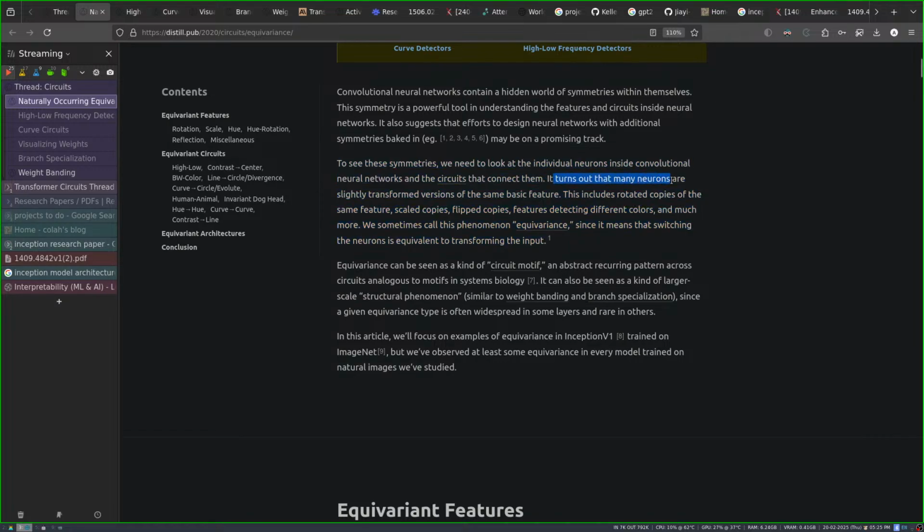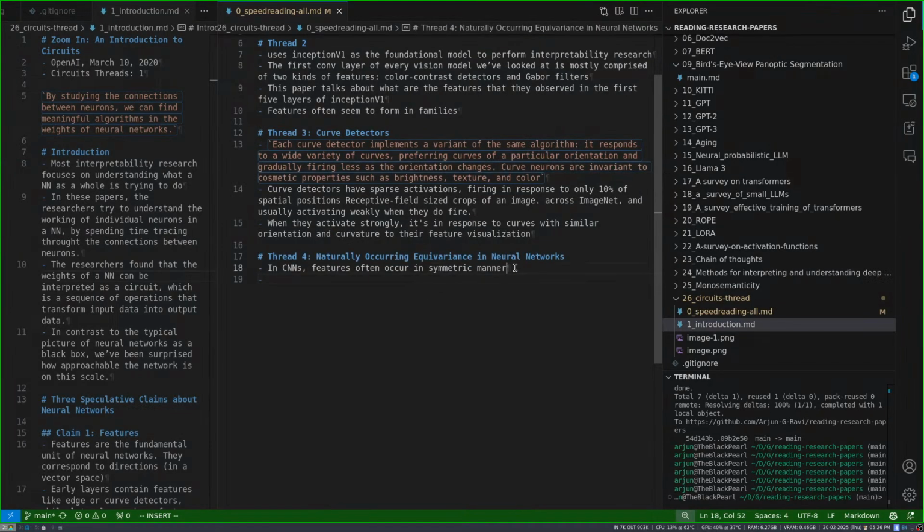It turns out that many neurons are slightly transformed versions of the basic features. Rotated copies of some same feature. Copies, features detecting different colors, much more. I think I'll just put you somewhere here.